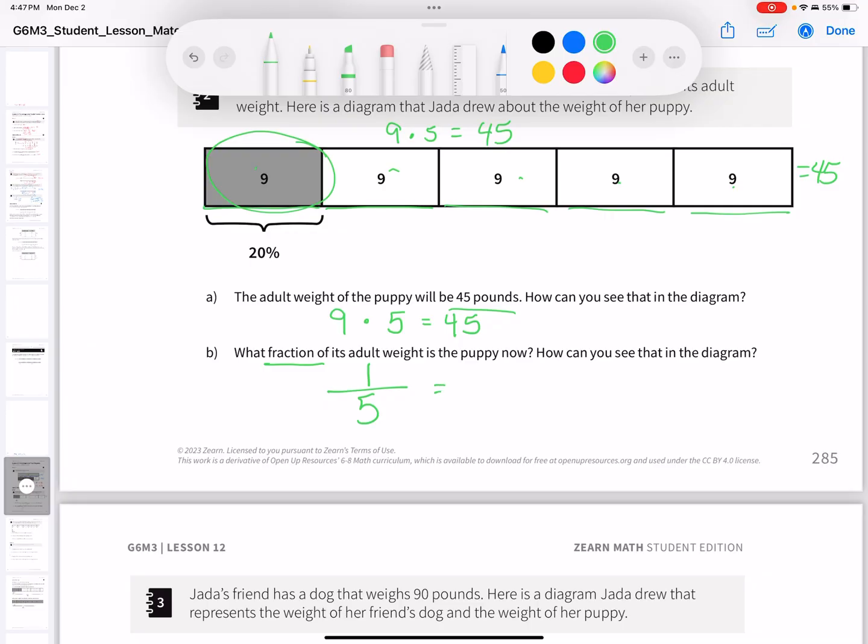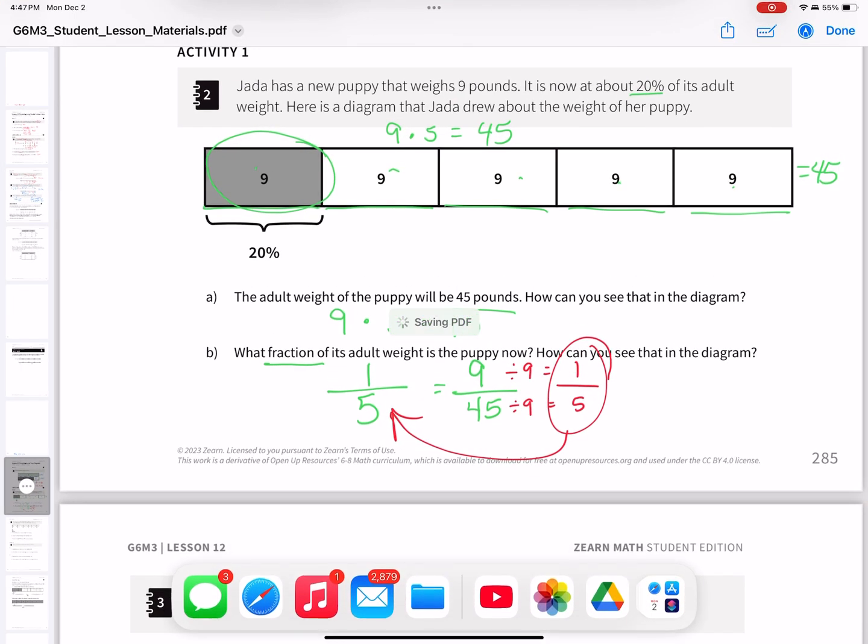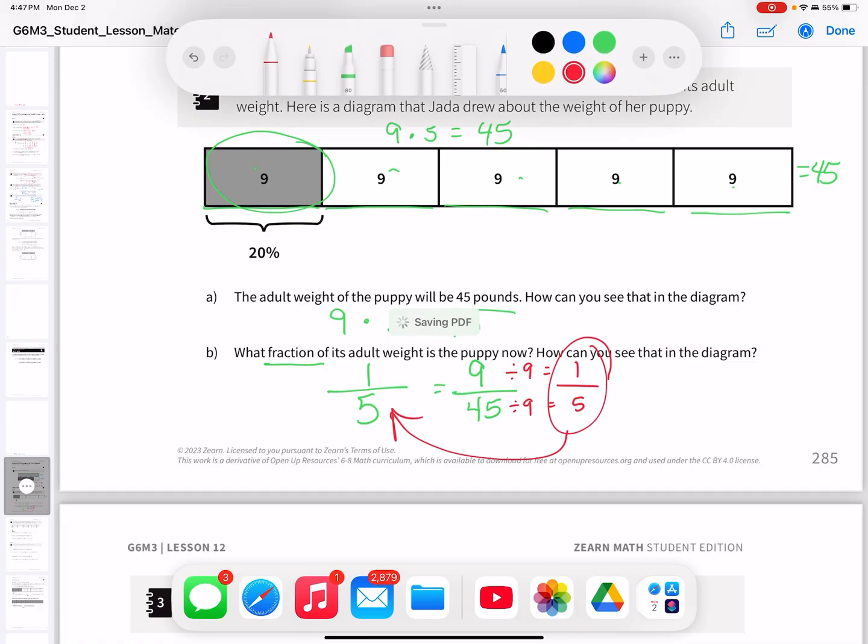We could also write that as the puppy is 9 pounds currently, and its adult weight is 45 pounds. So we could say it's 9/45 of its adult weight. But if we were to reduce 9/45, that would actually equal 1/5, because 9 divided by 9 is 1, and 45 divided by 9 is 5. So again, we have that 1/5 fraction. All right, let's keep going.